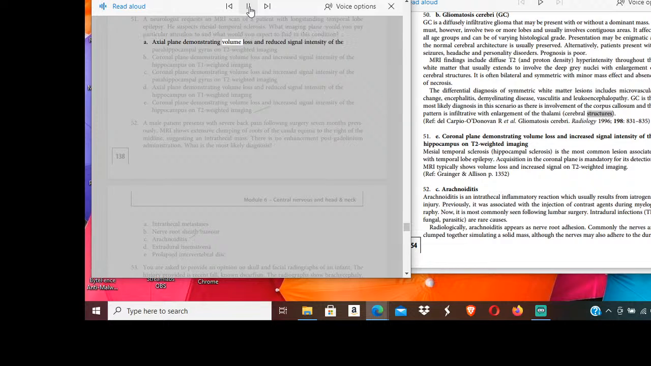A. Axial plane demonstrating volume loss and reduced signal intensity of the parahippocampal gyrus on T2-weighted imaging. B. Coronal plane demonstrating volume loss and increased signal intensity of the hippocampus on T1-weighted imaging. C. Coronal plane demonstrating volume loss and increased signal intensity of the parahippocampal gyrus on T2-weighted imaging. D. Axial plane demonstrating volume loss and reduced signal intensity of the hippocampus on T1-weighted imaging. E. Coronal plane demonstrating volume loss and increased signal intensity of the hippocampus on T2-weighted imaging.